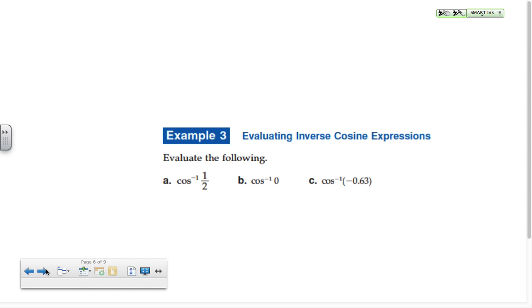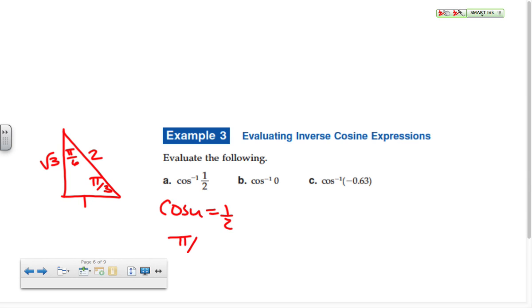So let's find the following values. The first one says the cosine of the inverse cosine of 1/2. So we have the cosine of u equals 1/2. Triangle again. Some of you, I would hope most of you, know this without it, but I'm going to keep it up just in case. Pi over 3 is easy. So we want to know what cosine of what is positive 1/2. We look at this and say, well, cosine is adjacent over hypotenuse. So u is pi over 3.